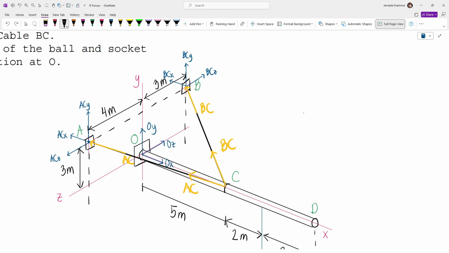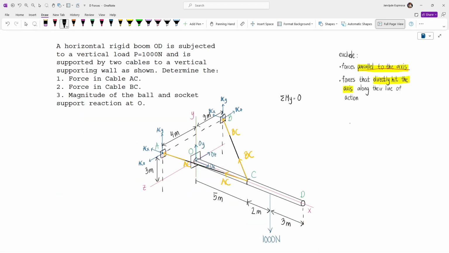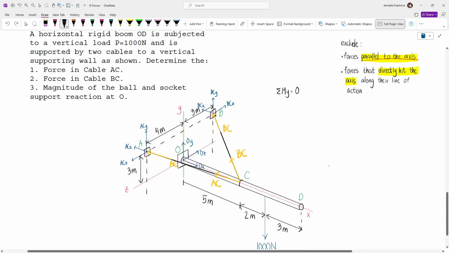Now let's say I'm going to take moments about the y-axis to form an equation. So we have summation of moments about the y-axis. This is our line. And so let's recall our rule. In taking moments, we'll exclude the following. And so taking moments about the y-axis, this line, we're going to exclude ACZ, because if we extend the line of action of this one, it's going to hit the y-axis. And so this is excluded. And then we're also going to exclude ACY, because this is parallel to the y-axis. Again, this is y and this is y, so that will automatically be excluded.